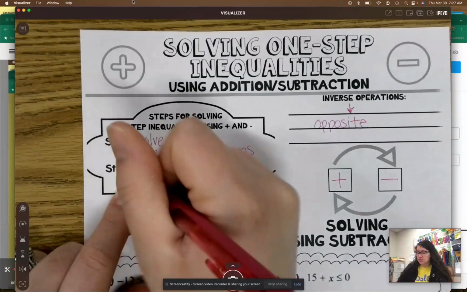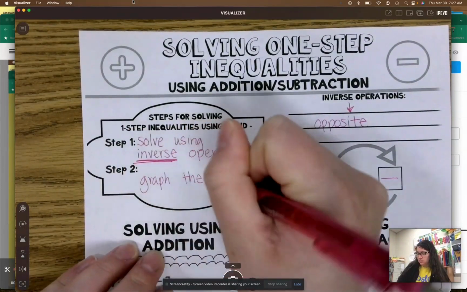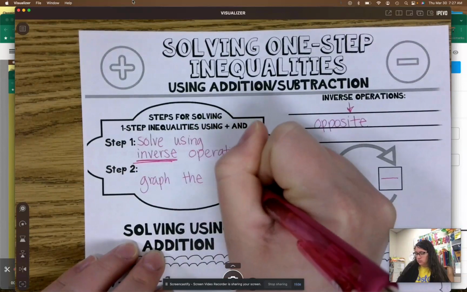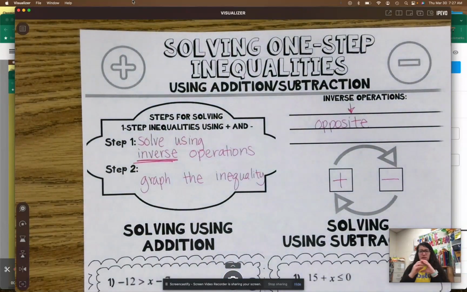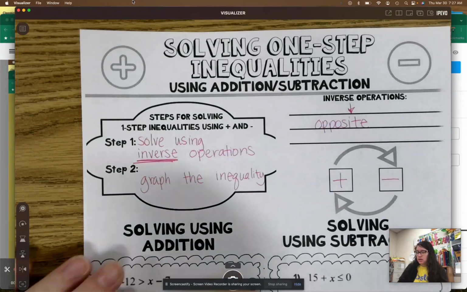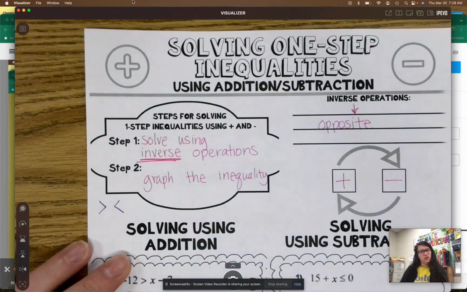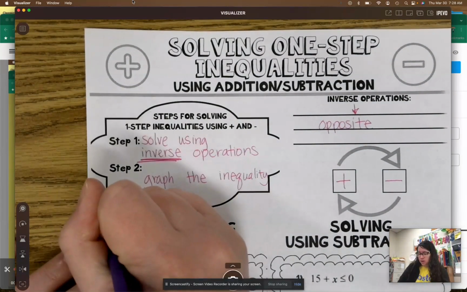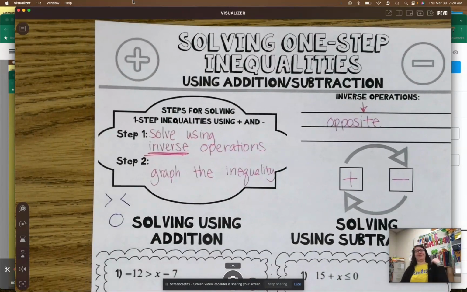The second step then is to graph the inequality. And the biggest thing here is remembering, do we have an open circle or a closed circle when we're graphing our inequality, when we're showing our answer? If we have the symbols greater than and less than, is that an open or closed circle? That's going to be an open circle. It kind of looks like one of those emojis where you're like yelling.